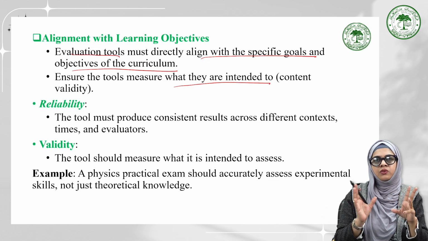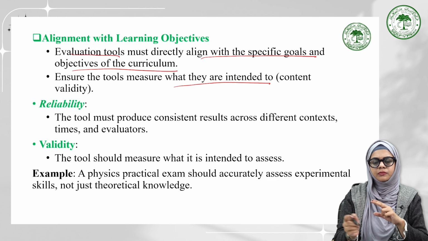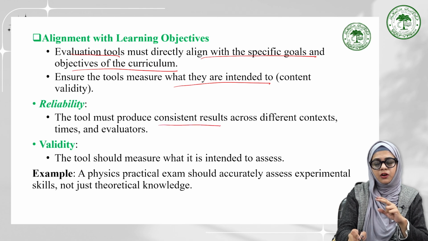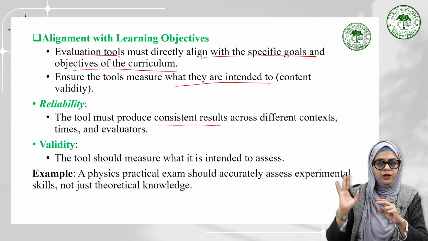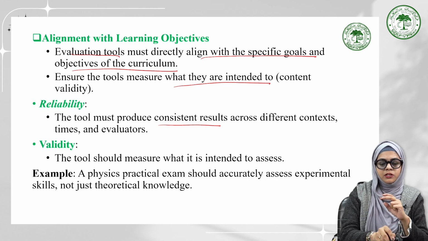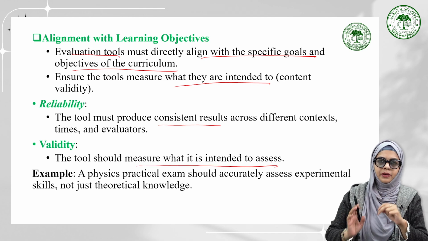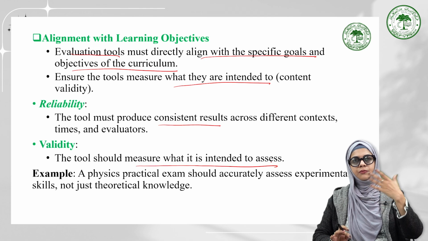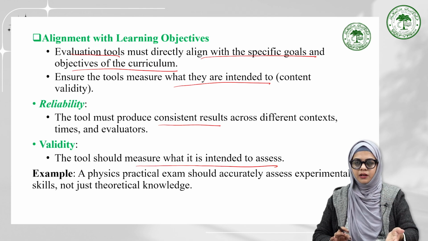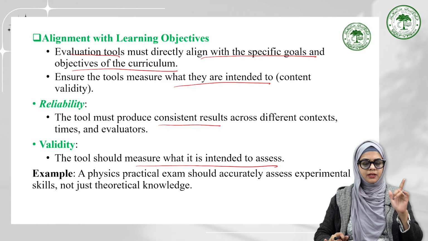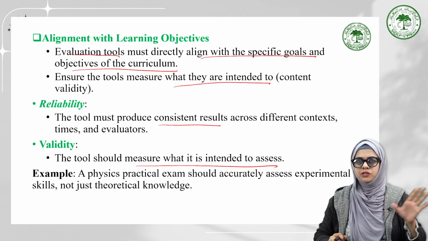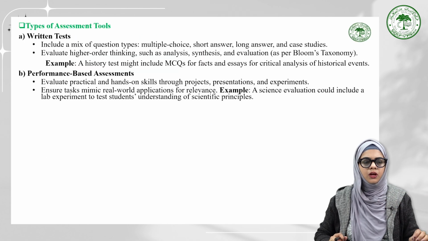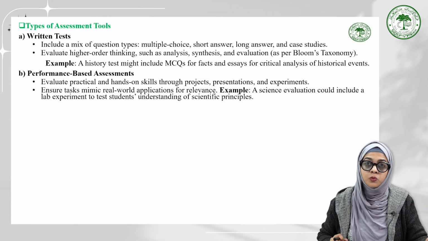So for a tool, the two criteria are reliability. That means having consistent results across different contexts, times, and evaluators. Validity, that means it should measure what it intends to measure. So if you're using a physics practical exam, it should accurately assess the experimental skills and not only the theoretical knowledge. So what are the different types of assessment tools that we can use?